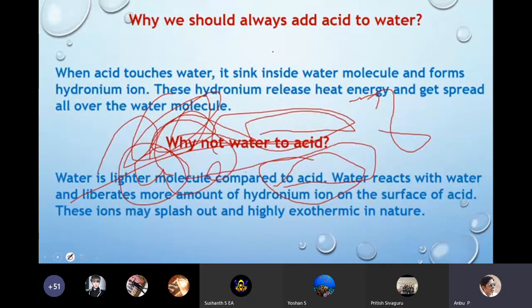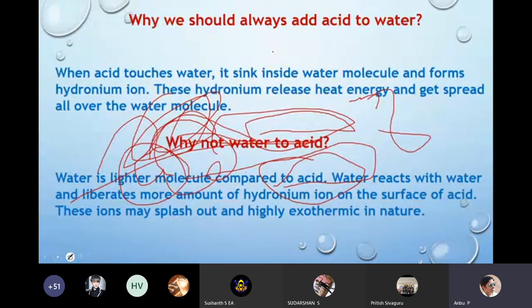That is the first reason. Please understand it. Acid is denser. So when acid touches the water, it sinks inside the water and forms hydronium ion. I told you these hydronium ions are highly exothermic in nature, so they release heat energy. But since the acid gets inside the water, this heat energy gets shared between the water molecules. So it is not explosive. It will not explode or splash out of the water. So when you are diluting acid, always remember that acid should be added to the water. What is going to happen if water is added to the acid in the other way?